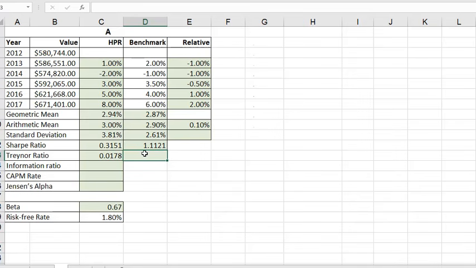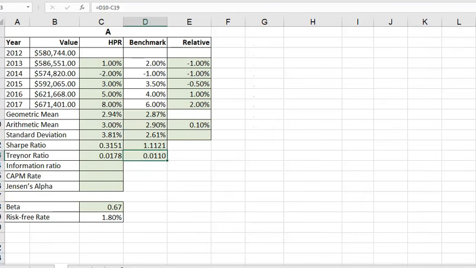There's one thing about the benchmark. By definition, the beta for the benchmark is 1, because this beta here is a measure of the relative volatility of the investment to its benchmark, or to the market if you're using the market as the benchmark. And so this will always have a beta of 1. So to calculate the Treynor ratio for the benchmark, or for the market or a particular index, it's simply equal to its arithmetic mean minus the risk-free rate. Looks like it's going to be kind of close here.